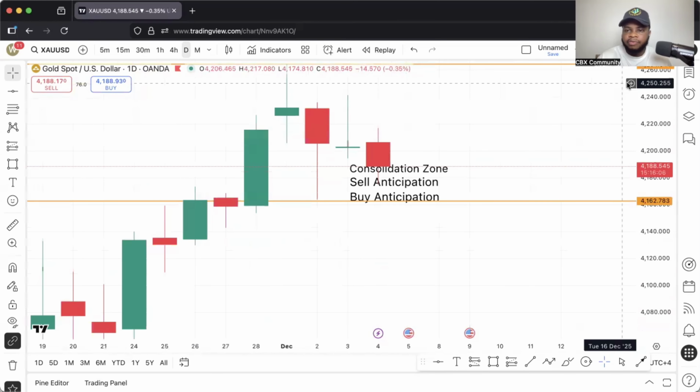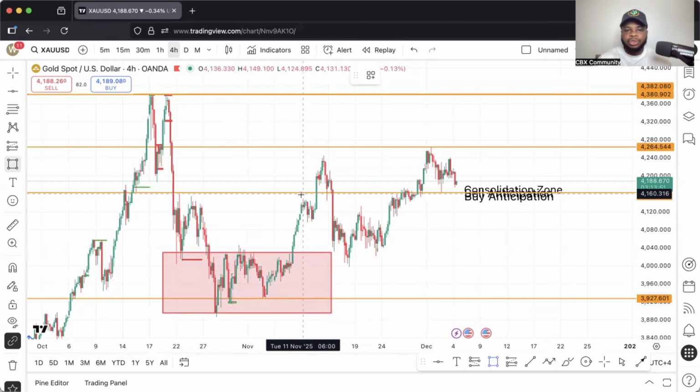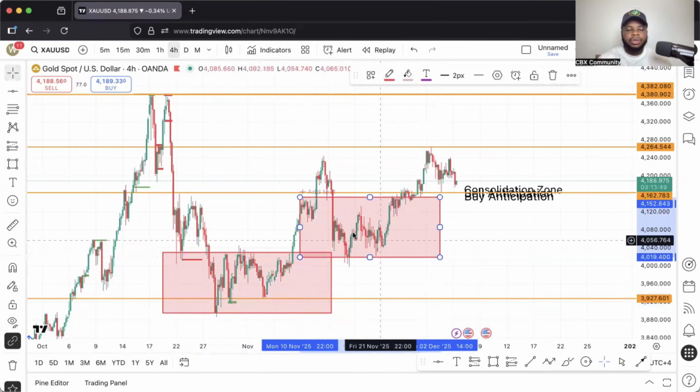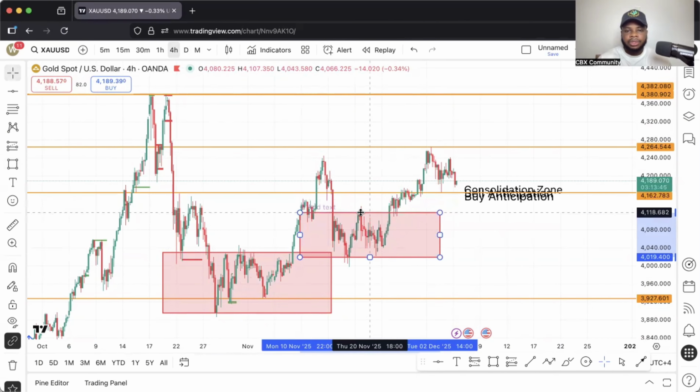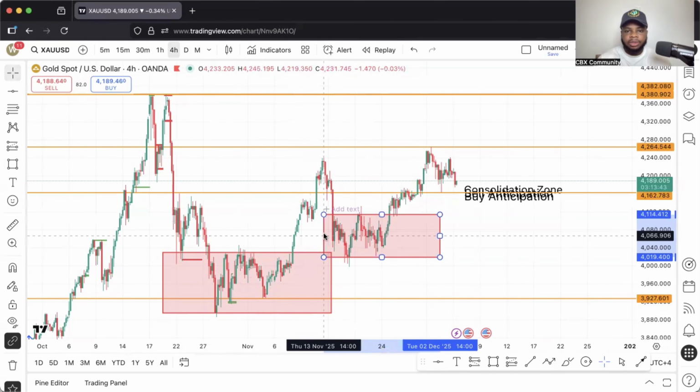Let's go to the H4. Looking at the formation of the H4, it is consolidating. We have a consolidation zone over here. Let me adjust this. Let's look at the recent one.